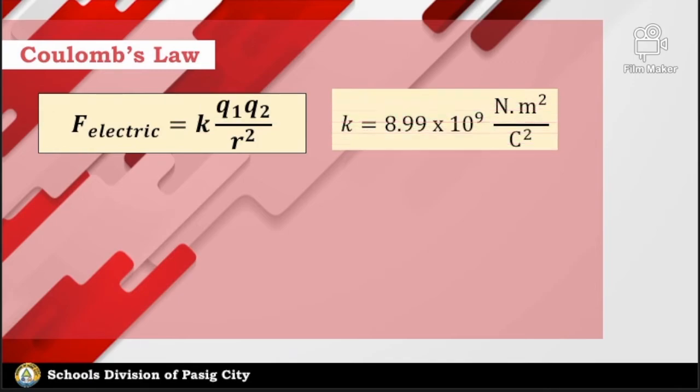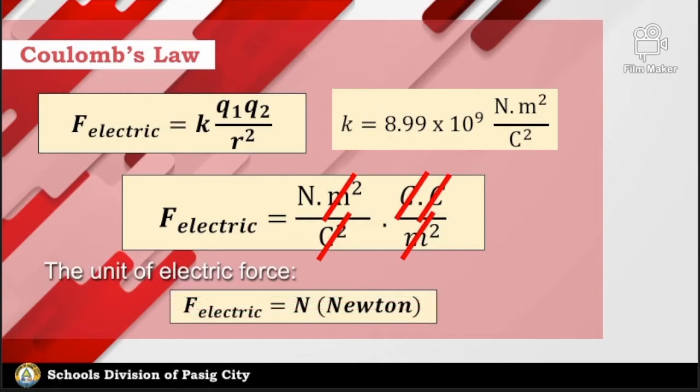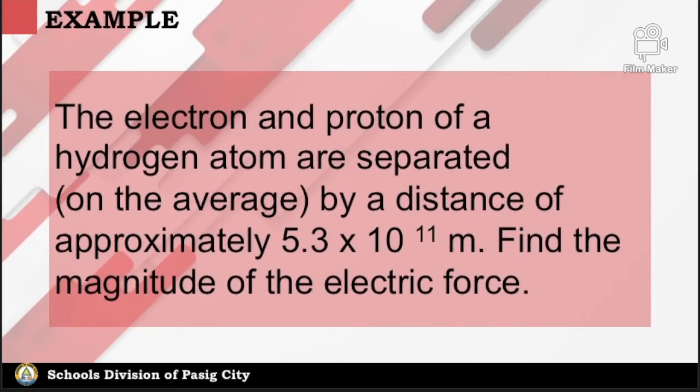If the unit of K is in Newton meter squared per Coulomb squared, while the charges are in Coulomb and the distance is in meter squared, we can cancel meter squared and we can also cancel Coulomb squared. Therefore, the unit of electric force is in Newton. Let's have an example.